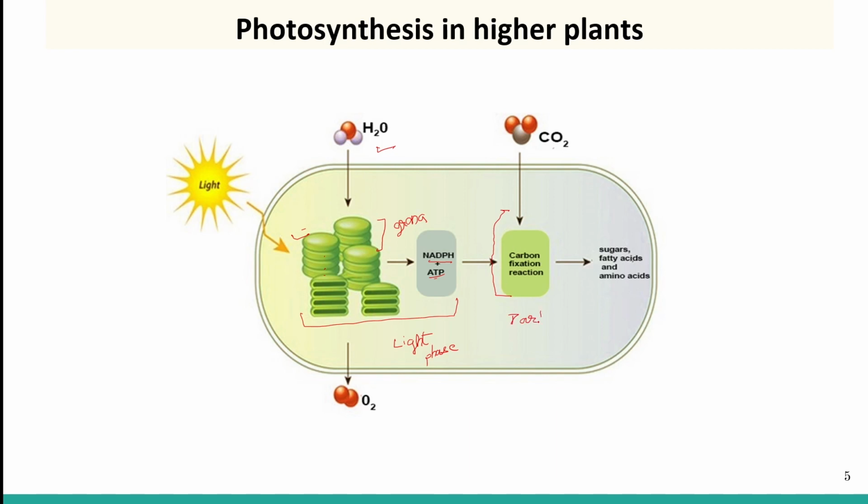This is the dark phase. Okay, in the dark phase, what happens? The ATP and NADPH, which are synthesized during the light reaction, are used for carbon dioxide fixation, and this leads to the synthesis of mostly sugars, fatty acids and amino acids.